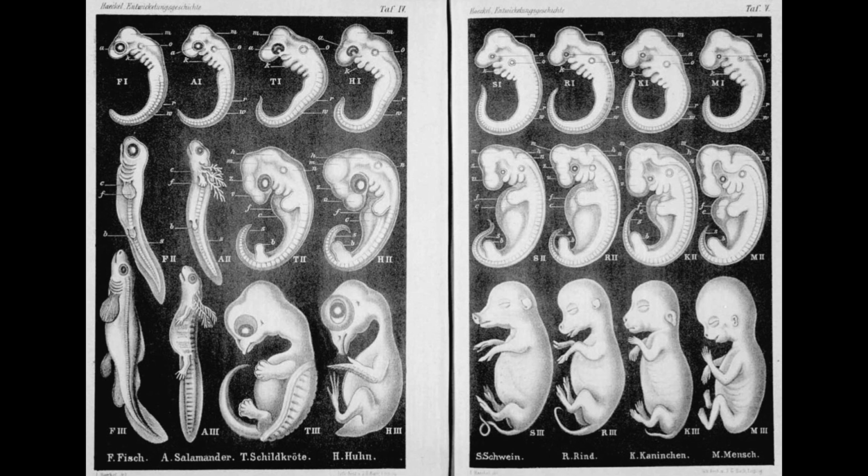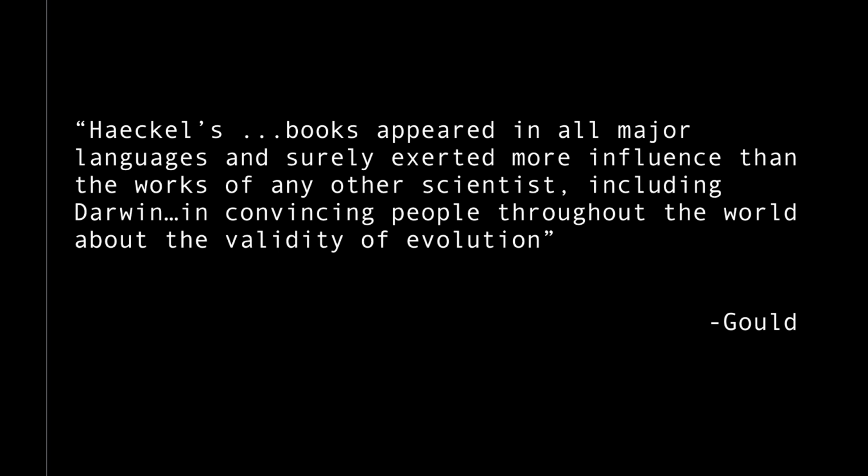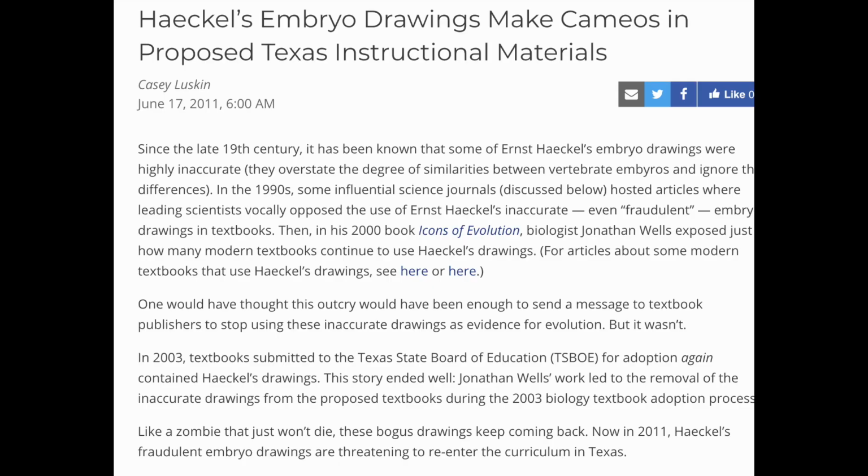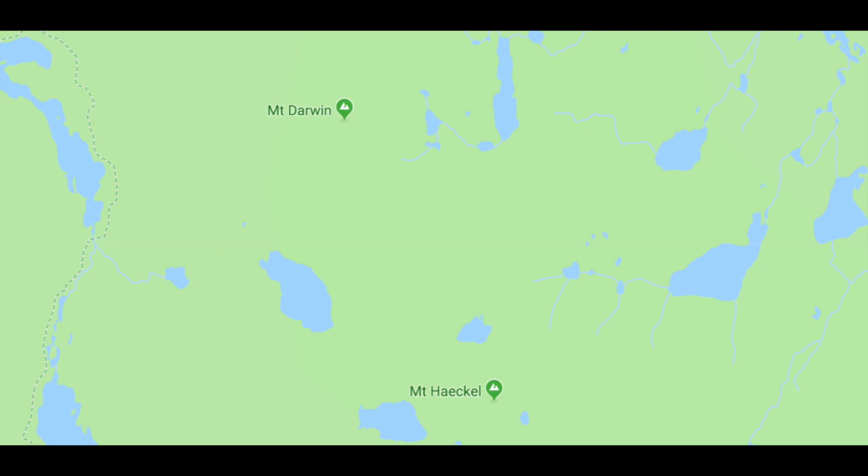Later, however, it was discovered that the drawings were deliberately faked by Haeckel. He had removed and added parts to the various embryos to make them appear similar. Over 100 years later, prominent evolutionist Stephen Gould stated that Haeckel's books, quote, appeared in all major languages and surely exerted more influence than the works of any other scientist, including Darwin, in convincing people throughout the world about the validity of evolution. Incredibly, some government-controlled schools in the 21st century are still using these ridiculous drawings while teaching science class. And Mount Haeckel sits majestically across from Mount Darwin in the California Sierra Nevadas.